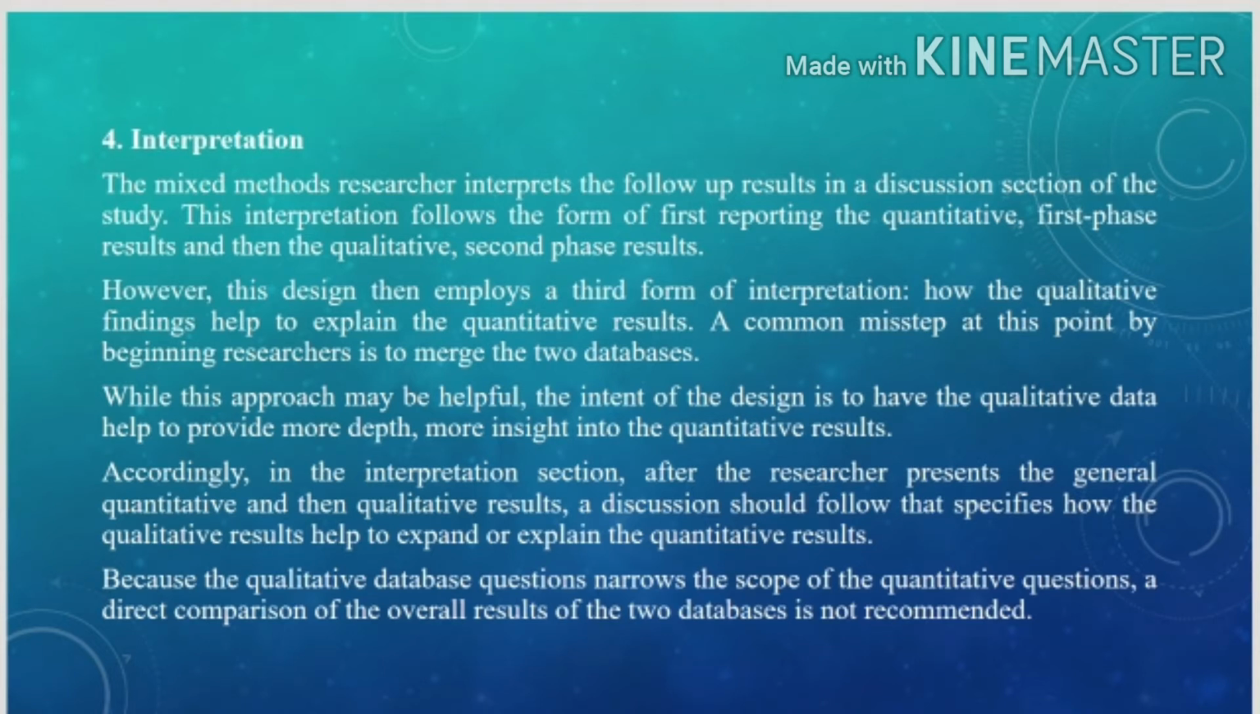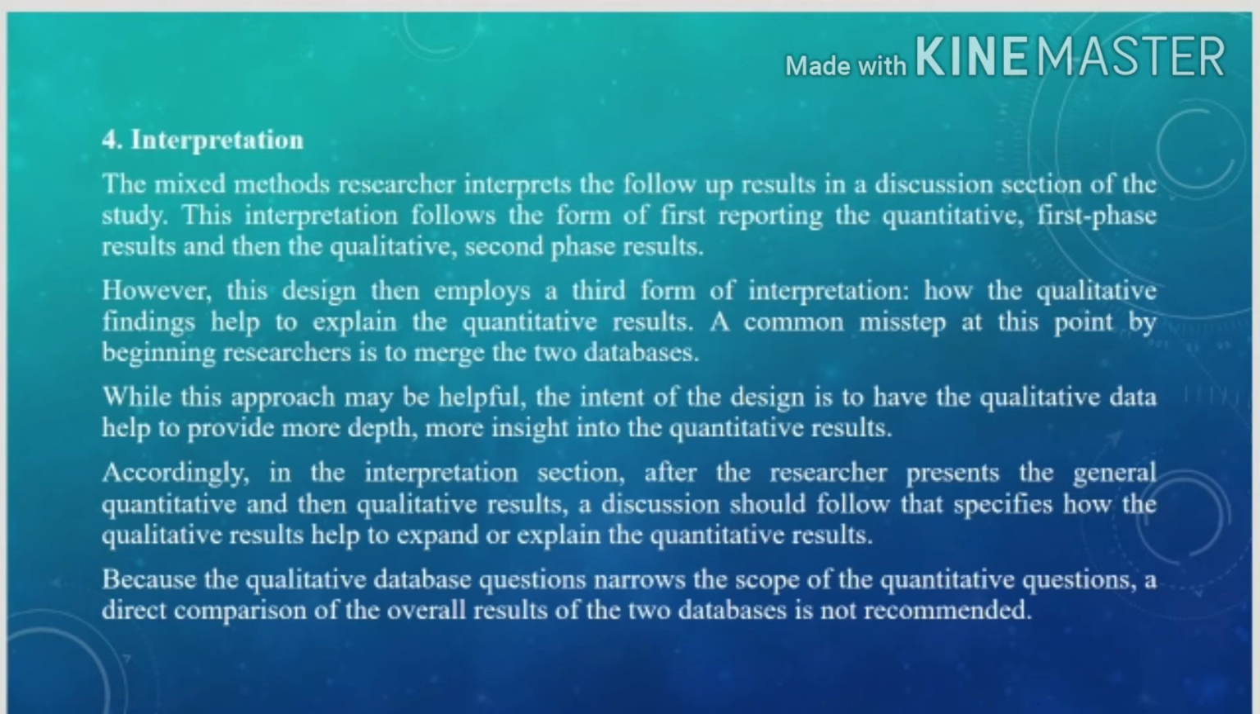A common misstep at this point by beginning researchers is to merge the two databases. While this approach may be helpful, the intent of the design is to have the qualitative data help to provide more depth, more insight into the quantitative results. Accordingly, in the interpretation section, after the researcher presents the general quantitative and then qualitative results, a discussion should follow that specifies how the qualitative results help to expand or explain the quantitative results.